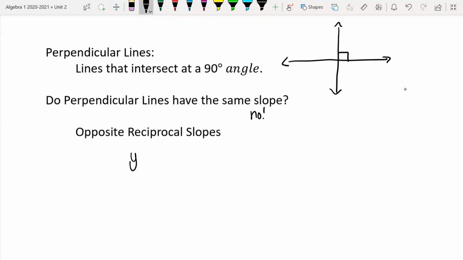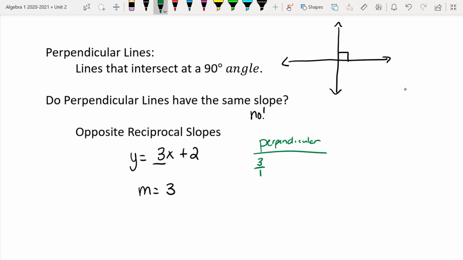So here's an example. If I gave you y equals 3x plus 2, my slope is 3. Perpendicular slope, since it's opposite reciprocal, you take 3 over 1, because that's what this is. We just don't write the 1 on bottom, and you flip it. And then I also change the sign from a positive to a negative. So my new slope would be negative 1/3. That's what it means by opposite reciprocal.